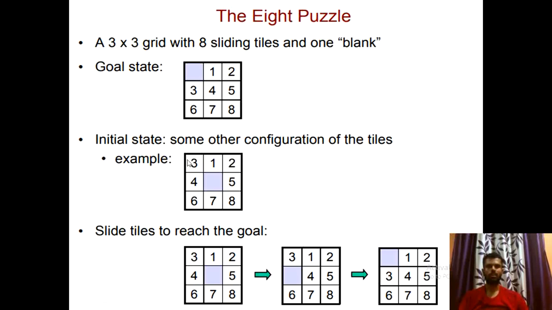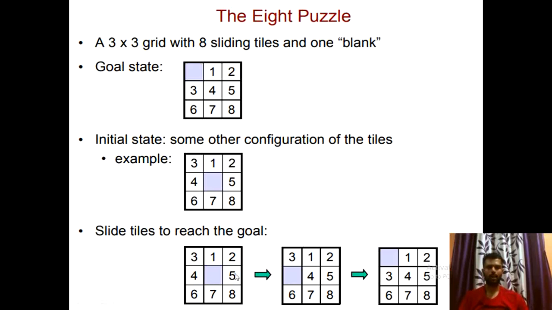So in the initial state, some of the configuration of the tiles is given here. If you want to move this blank slide to the upward direction, then what will be the state? The state will be the upward one. You can move this blank slide to the upward direction, to the downward direction, to the right side, and to the left side also. So slide tiles to reach the goal.